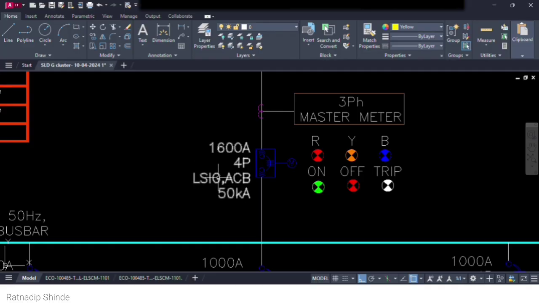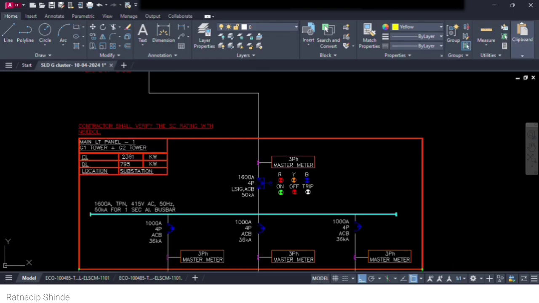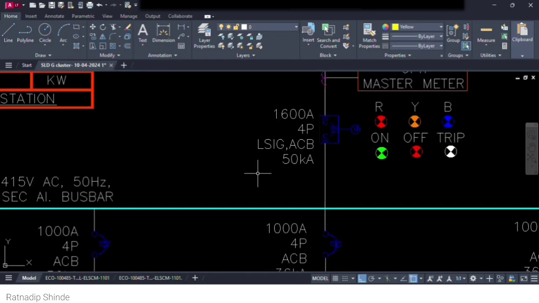What is this LSIG? Long time, short time, instantaneous and ground fault protection. This ACB gives protection against long time, short time, instantaneous and ground fault. So this is an LSIG ACB.